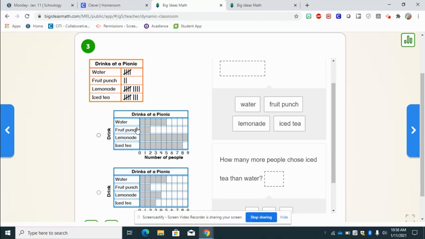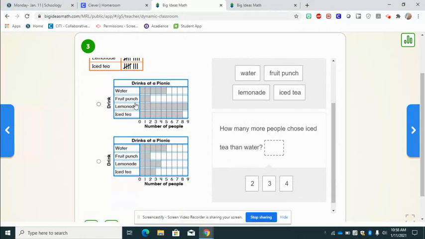Fruit punch has 2. This bar goes to the number 2. So does this bar. Lemonade has 9, so we need to find lemonade where the bar goes all the way to the number 9. So this one goes all the way to the number 9. This one only goes to the number 4. So this chart cannot match this. This bar graph cannot match this tally chart. So we're going to keep checking just in case. The iced tea has 8, and then this one, the bar goes to the number 8. So this is the correct bar graph.